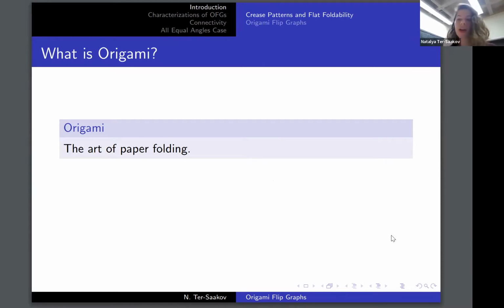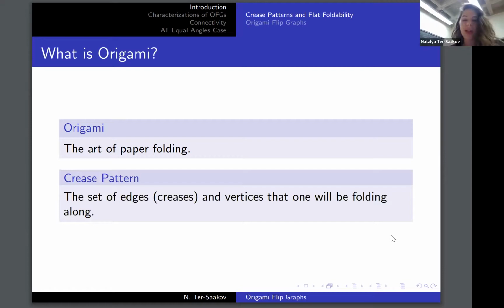It's paper folding. If you want a more rigorous and mathematical description, we think of origami as being a planar graph embedded in a subset of R2 with straight line segments as the edges or creases, and a flat folding as a continuous function that is non-differentiable along the edges of our embedded graph and is an isometry on the faces. But it's what you think of. You have a crease pattern, a set of creases and vertices that you'll be folding along, and you fold all of them.